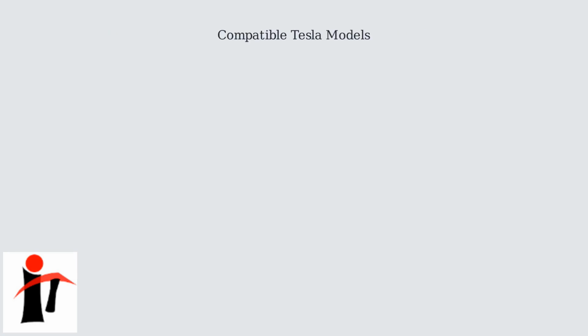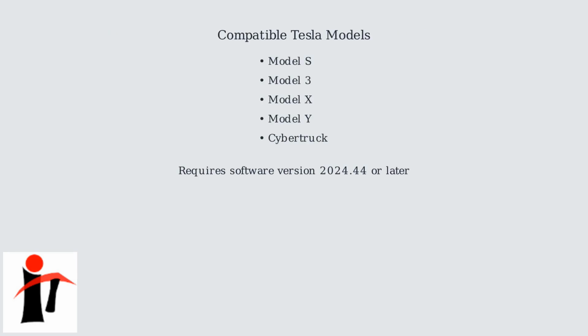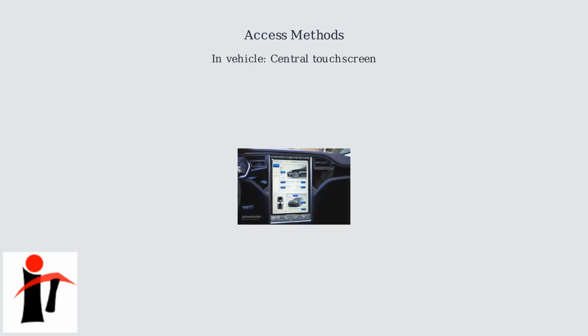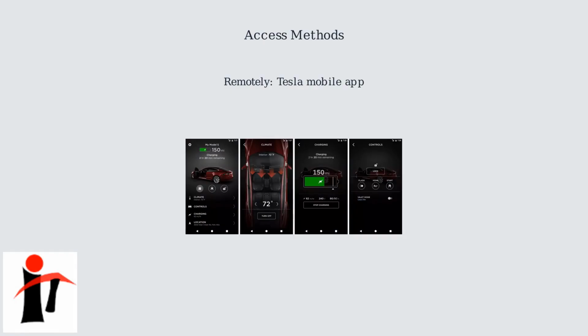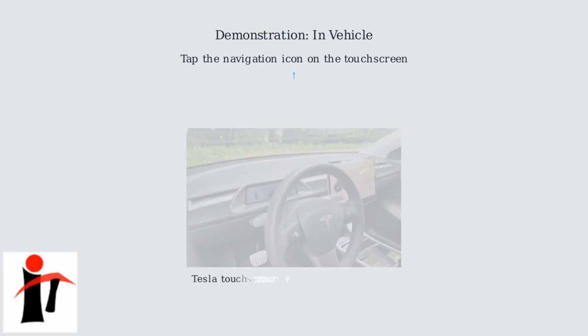The multi-stop navigation feature is available on all Tesla models, including Model S, 3, X, Y, and Cybertruck, running software version 2024.44 or later. You can access this feature either through the central touchscreen in your car or remotely via the Tesla mobile app. Let's start by demonstrating how to use it within the vehicle.